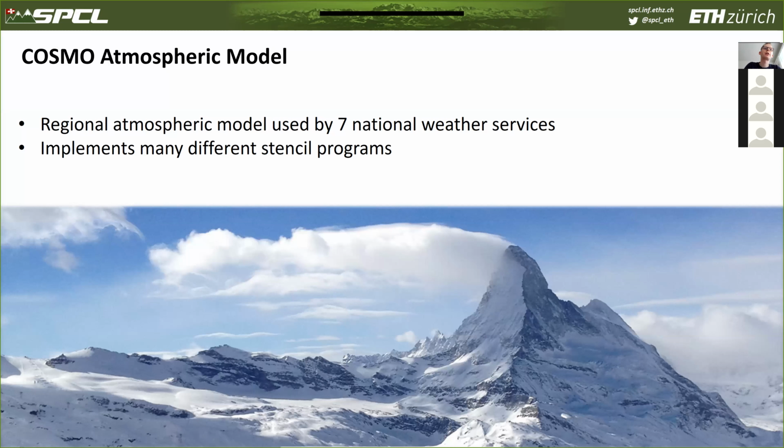COSMO is a regional atmospheric model used by 7 national weather services, and it is just one example for the importance of stencils in scientific computing. There are other domains like seismic imaging where people also use stencils.